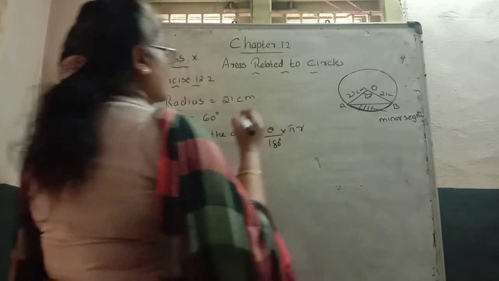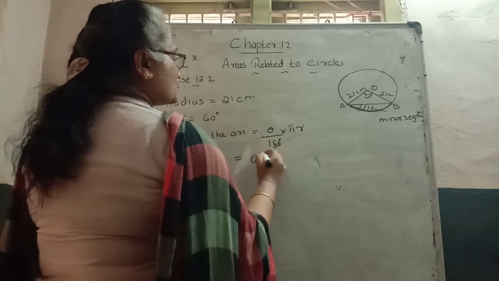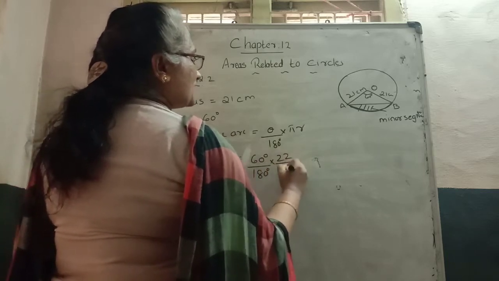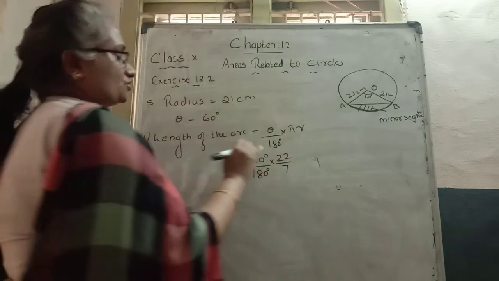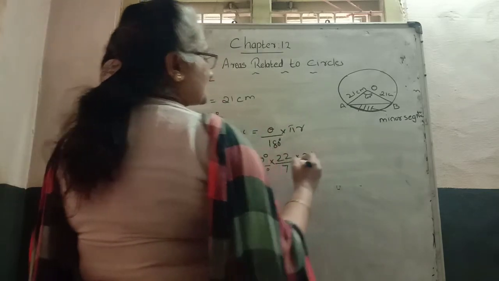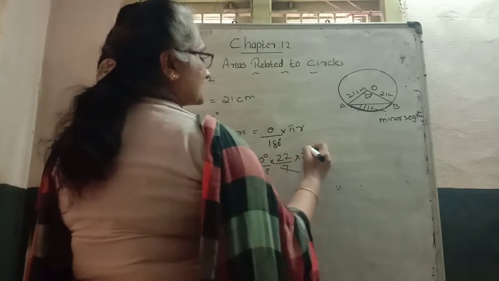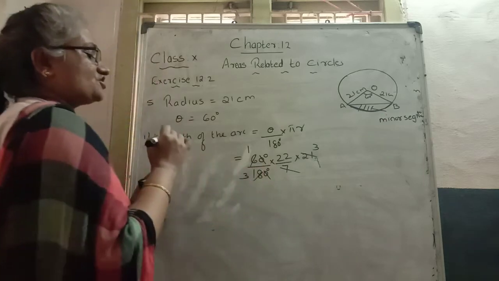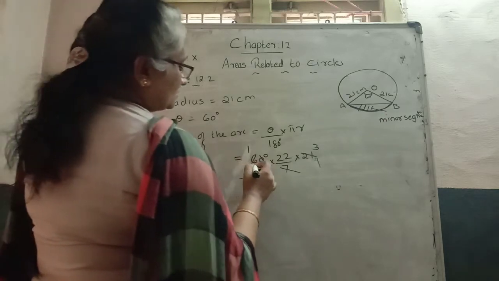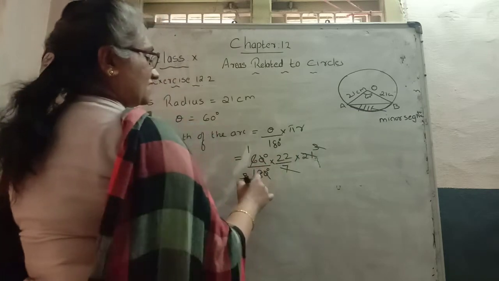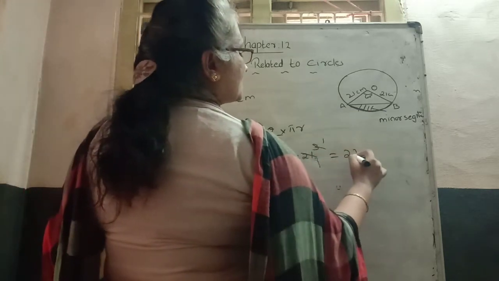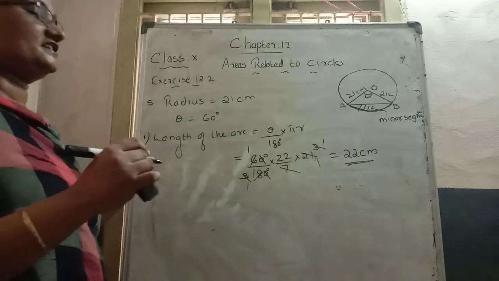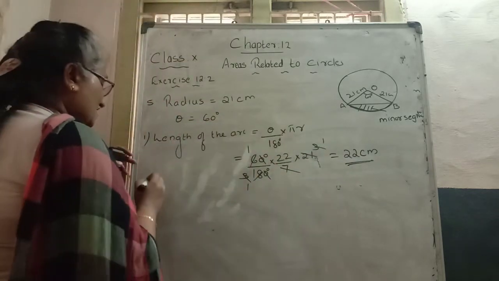Theta by 180 into pi r is the formula. Theta value 60 degree divided by 180 degree into pi place 22 by 7, as pi value is not mentioned, that's why 22 by 7. Radius consider it as 21. 7 and 21, 3 times. 0 0 cancel. 6 ones are 6, 6 threes are 18. Here 3 and 3 cancelled, 1. So which number remaining there? Numerator 22. So length is 22, unit as centimeter. This is our first part.